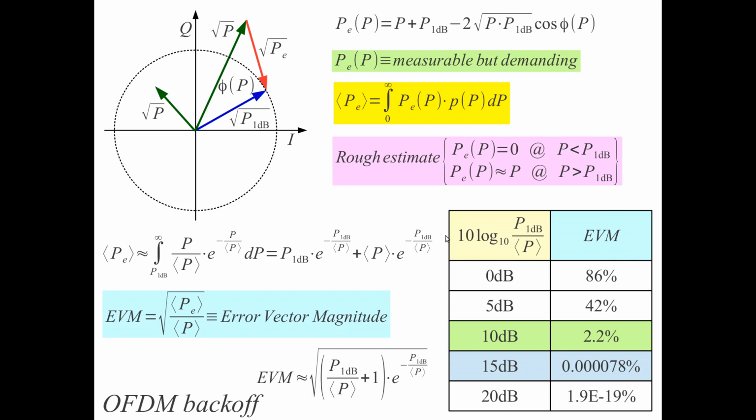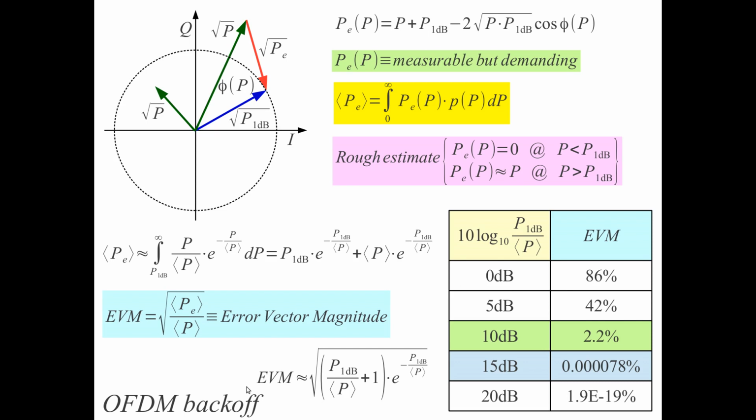ratio here in decibels of P1 dB over average requested power, and the error vector magnitude we obtain. So if the P1 dB, if the saturation of our amplifier is just equal to the average power, we obtain a useless error vector magnitude of 86% here. At 5 dB, still things look very bad. We get lots of distortion even at 5 dB.